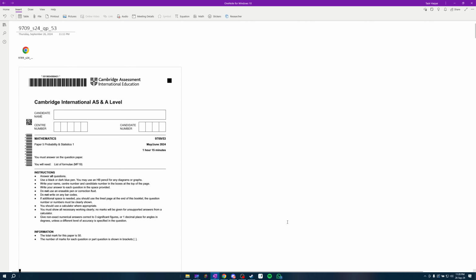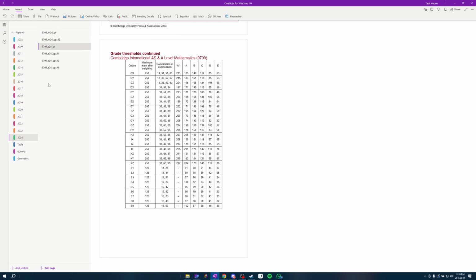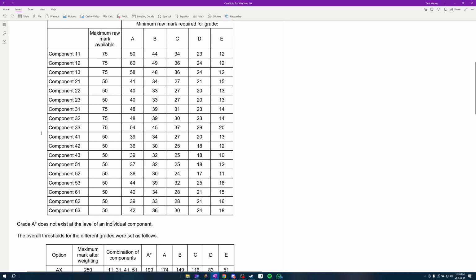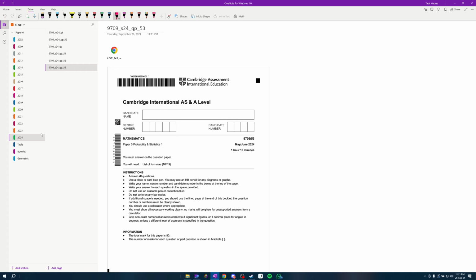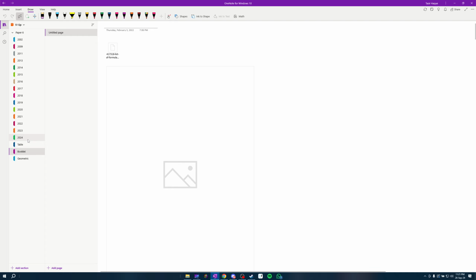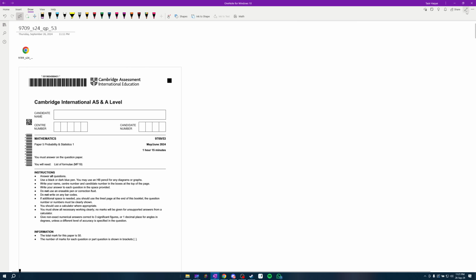Anyway, let's start with the paper. And yeah, let's take a look at the threshold first, shall we? So here's the threshold for this paper. We are doing paper 5.3, component 5.3. Out of 50, this is the threshold. As you can see, A was at 44, which is a pretty high mark. Where's the booklet? Okay, wait 1 sec. There you go.